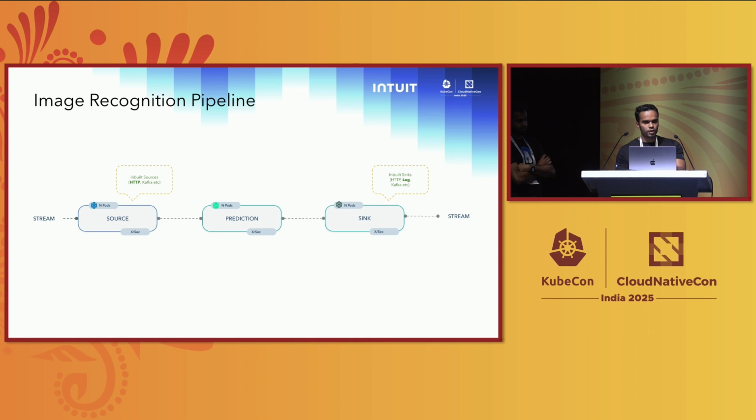For the source, I'm using HTTP source. You can use any other source like Kafka, Pulsar, SQS. These are built in within the platform. And for sink, I'll be using log sink, which will basically print the description to the console. So the HTTP source will allow me to inject the image to the pipeline using HTTP clients like curl or Postman.